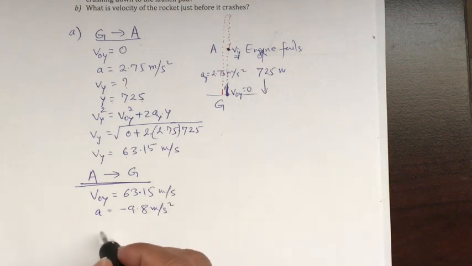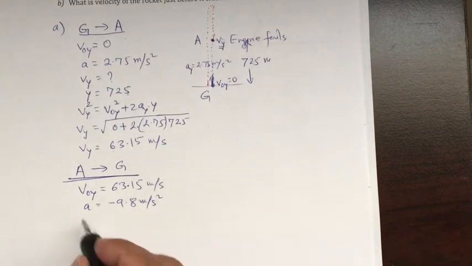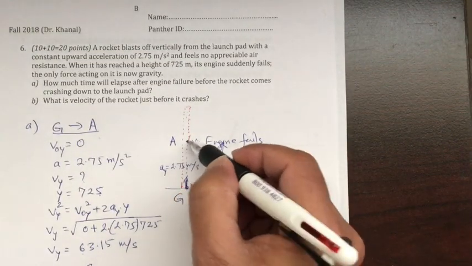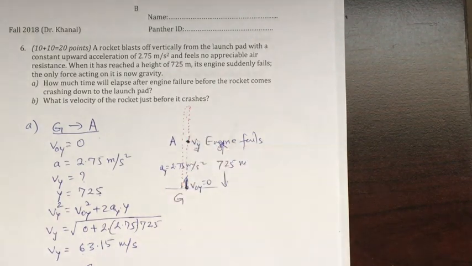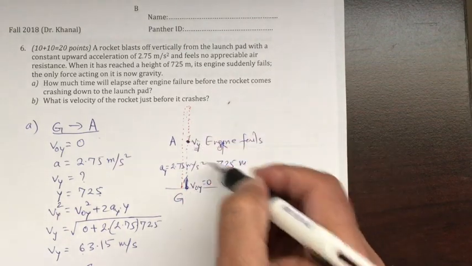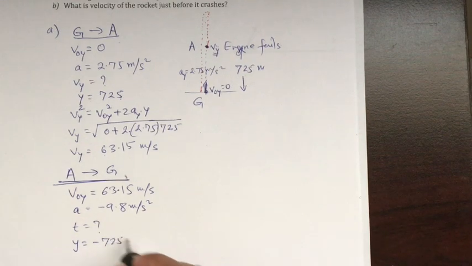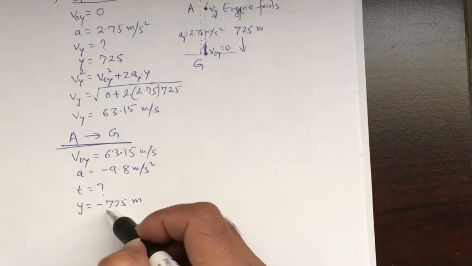By the way, what you need now is the time. So your time is the question, and one more thing is given, which is displacement. From this point your displacement is negative, because your velocity is going up, right? So only velocity is positive. Your acceleration is negative, acceleration goes down, your displacement also goes down. So your displacement is minus 725 meters, right? Now you have all three quantities.